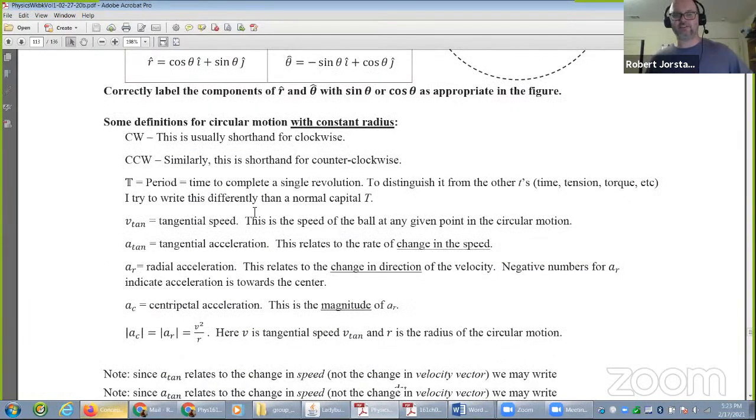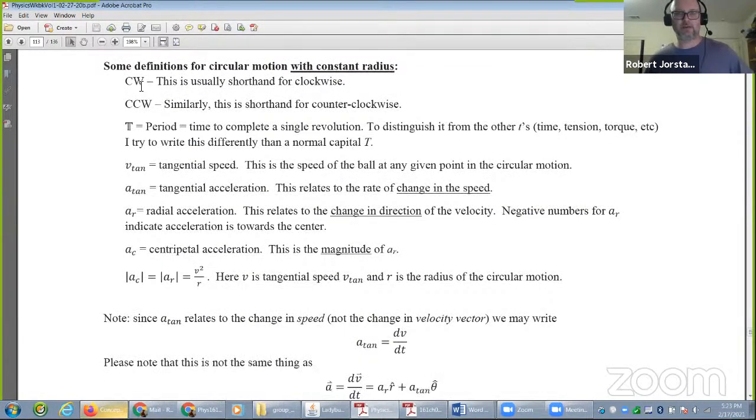Here are some definitions you're going to see me use. Clockwise, sometimes I just get lazy and say CW, CCW for counterclockwise. Period is the time to complete a single revolution. I try to write it differently than a capital letter T because we might have tension. V subscript tan is called tangential speed. It's the speed of the ball at any point in its motion. And a tan is called the tangential acceleration.